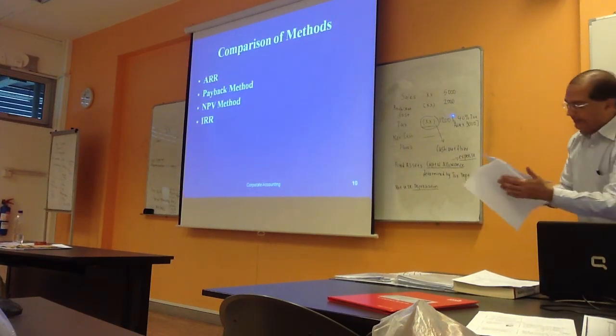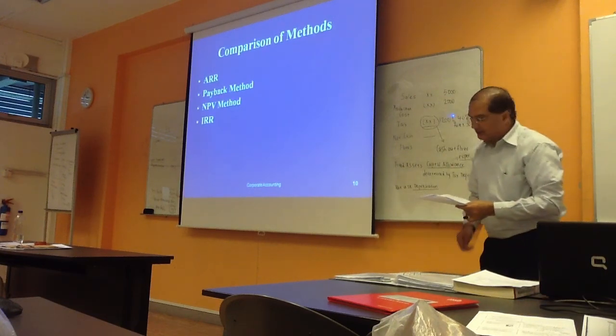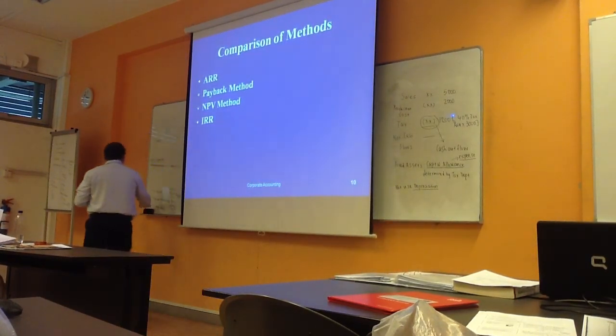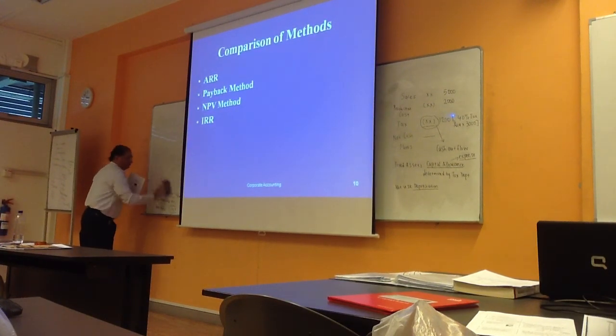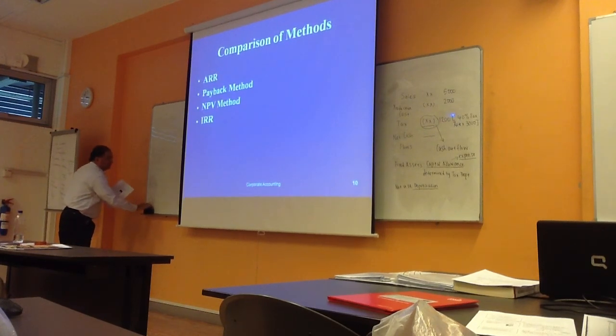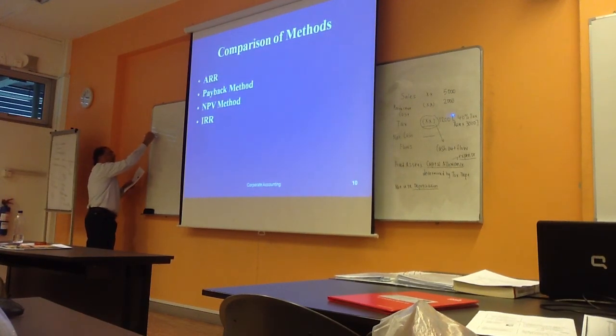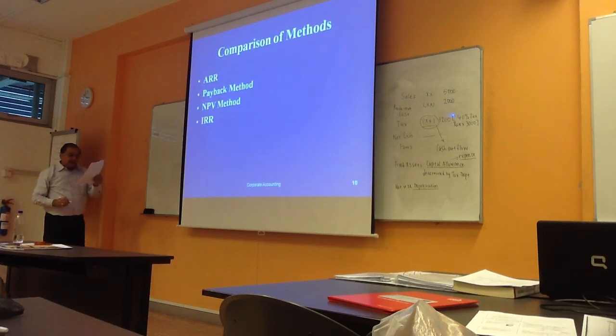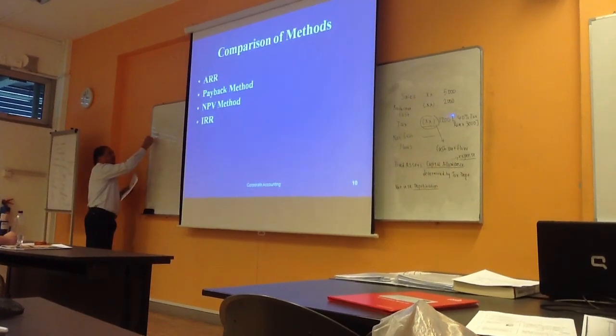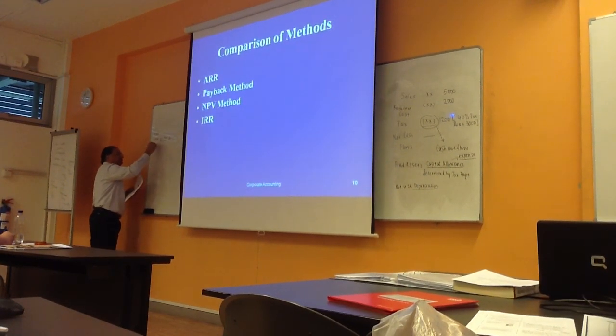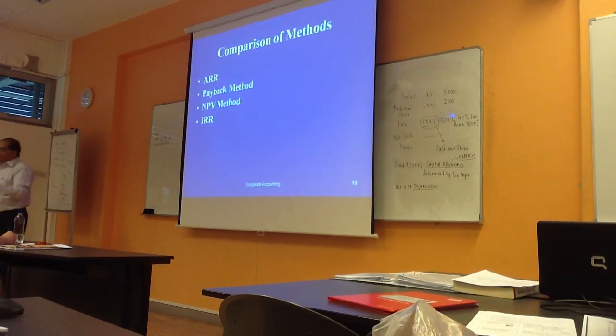Now, then we come to comparison of methods. The four methods here. Let's look at the four methods very quickly. The first method is ARR. The drawback, the disadvantage with this method, is that this method uses profit in calculations. The numbers that we use in this calculation of ARR are profit numbers.